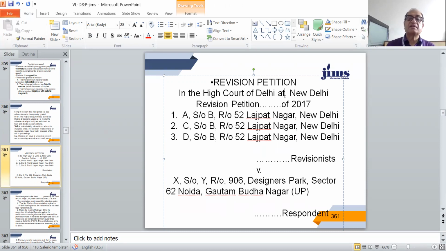And our revisionists are three: A, son of B, resident of 52 Lajpat Nagar, New Delhi; C, son of B, and D, son of B, with the same address. Their parentage shows that all three revisionists are sons of B, that means they are real owners. Versus, who is the respondent? X, son of Y, resident of 906 Designers Park, Sector 62 Noida, Gautam Buddha Nagar, UP is our respondent.